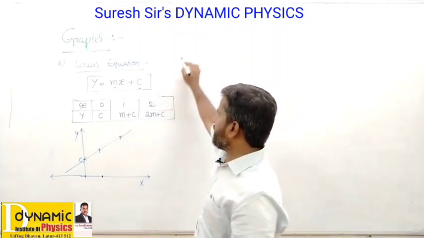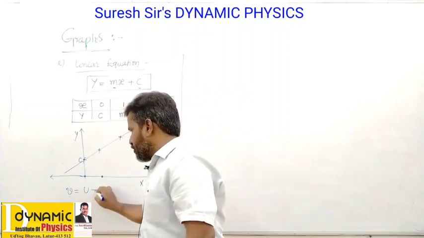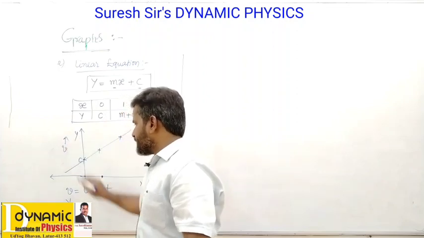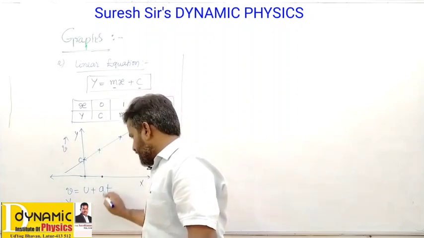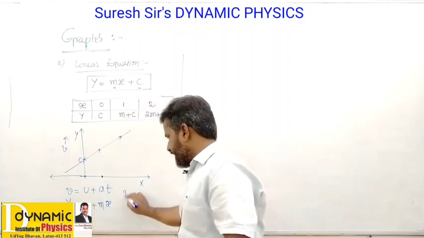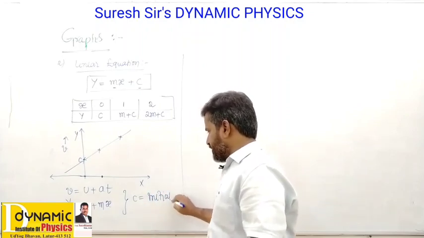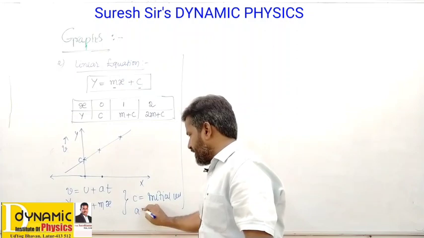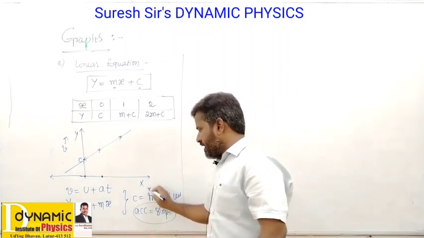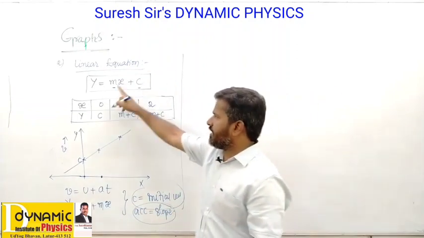This is a linear equation. An example is v equals u plus at. Velocity is taken on the y-axis and time on the x-axis. This is written as y equals mx plus c. C, the y-intercept, indicates the initial velocity, and the slope indicates acceleration. This is the linear equation.